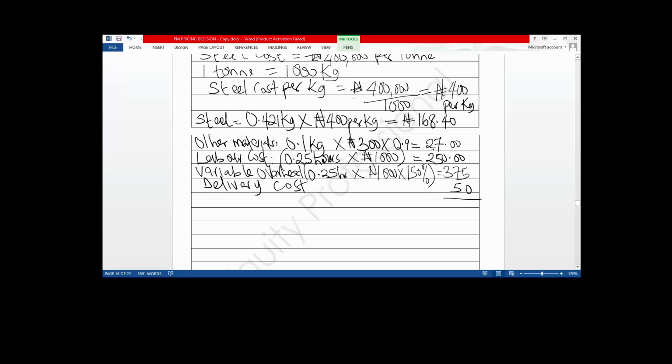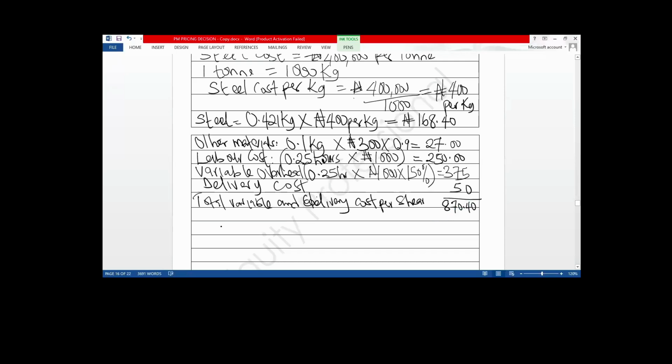Please sum up your cost: 186.4 plus 27 plus 250. Please sum this up. That will give you your total variable cost. How much, please? 870.4. Cost per unit, how much? 870.4.